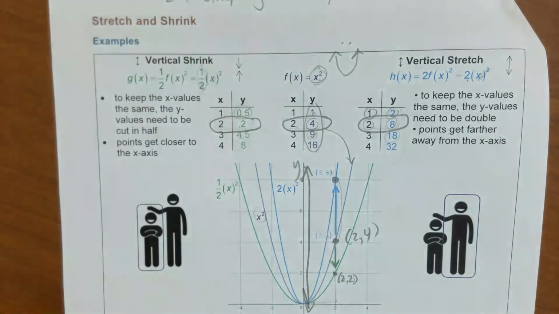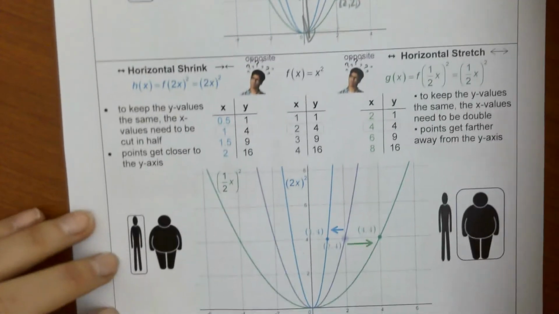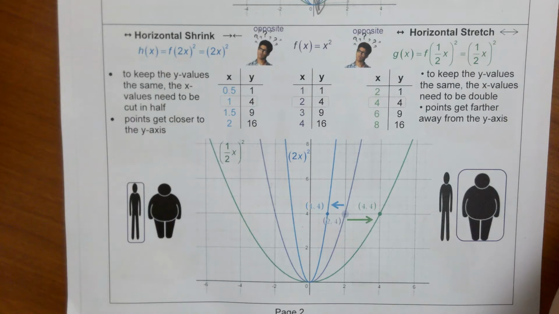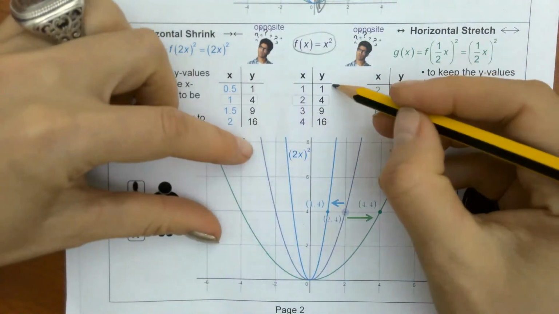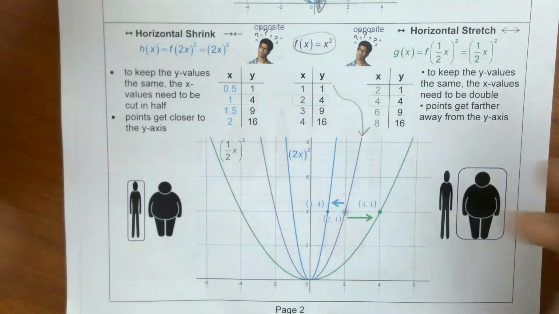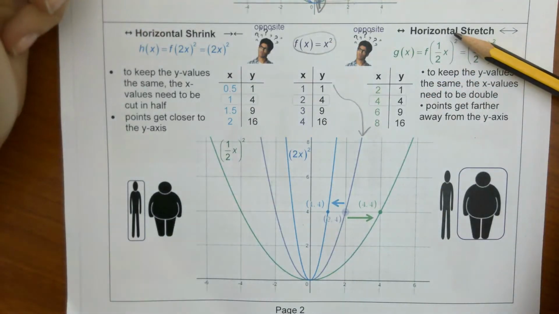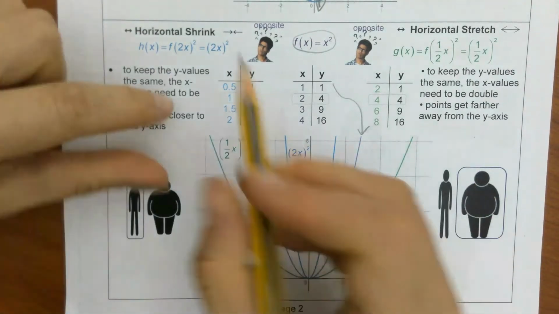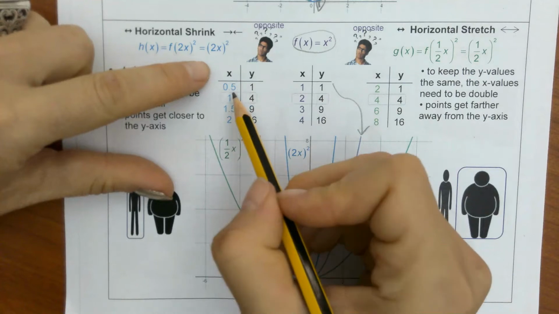Okay, so now let's look at x and horizontal. Now what we're going to do is look at the parent function. Same thing, it's here. I graphed it, the purple one. But now it's going to be a horizontal shrink and a horizontal stretch. These y values are going to stay the same. I know the x's are going to change.